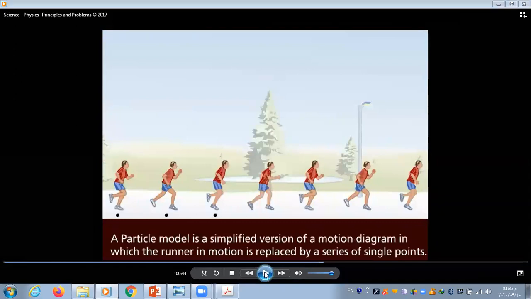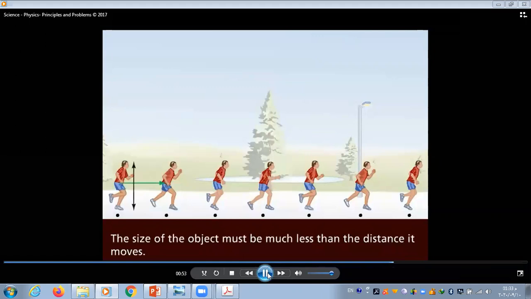So as you can see here, a particle model is a simplified version of a motion diagram. It is based on a motion diagram in which the object, or the runner here, in motion is replaced by a series of single points. And there is a condition for the particle model: the size of the moving object must be much less than the distance it moves.